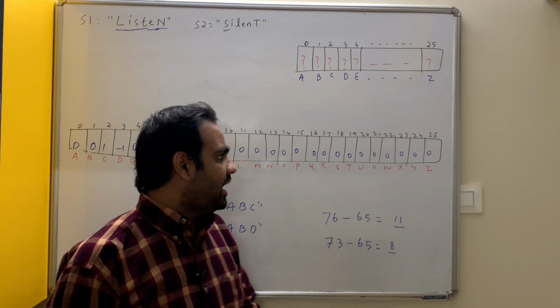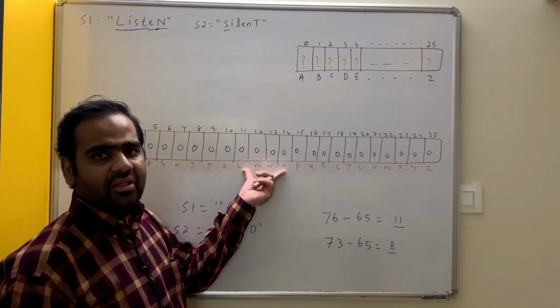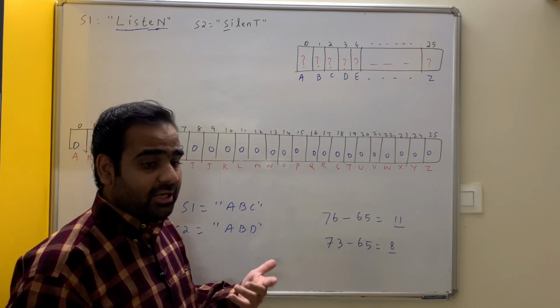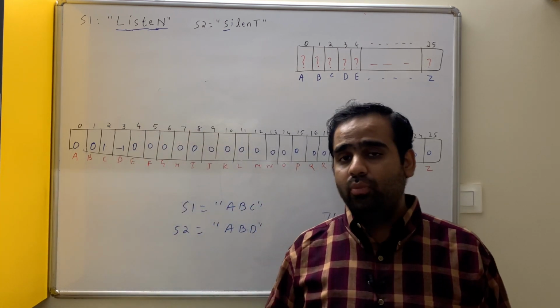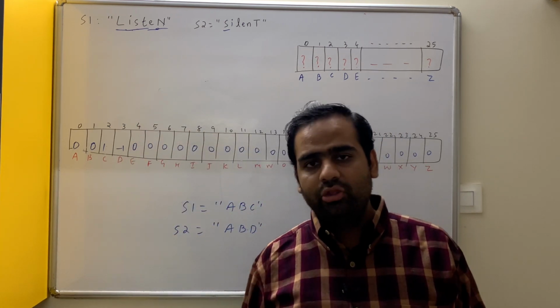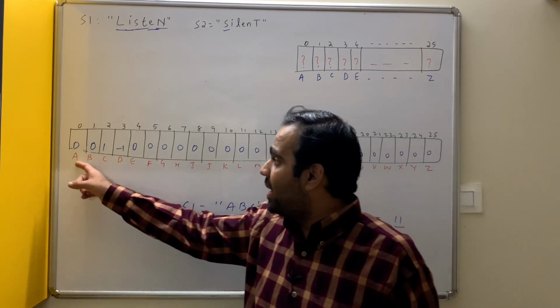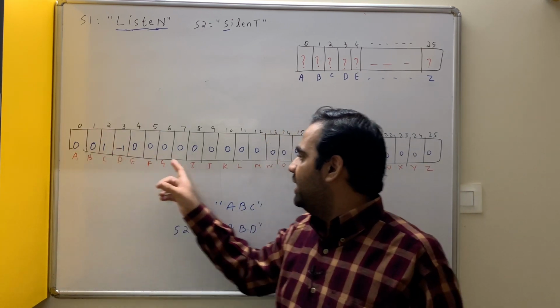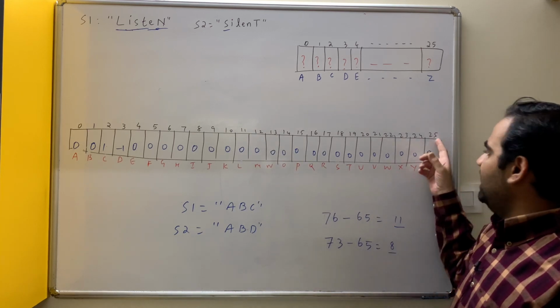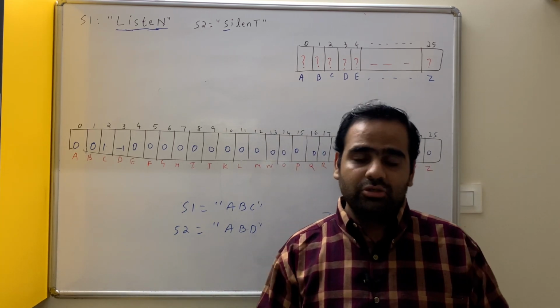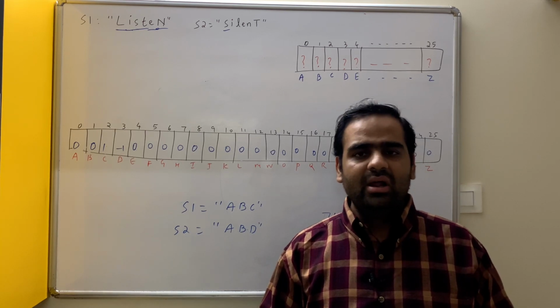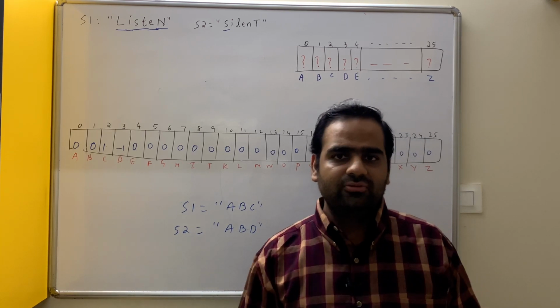And this array is called a hash, hash table, or we can call it a bijective function. It is both one-one and onto, because A is mapping to index 0, B to index 1, K to index 10, Z to index 25, and so on. I hope you have understood this. Please pause the video over here and try to write down the program yourself. Thank you.